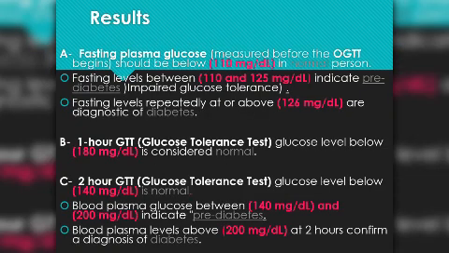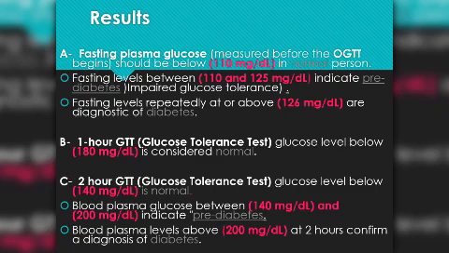Result. Results are categorized into three: A, B, and C. A, which means fasting blood glucose measured before the OGTT begins, should be below 110 mg per dl, considered normal. If the fasting level is between 110 and 125 mg per dl, this indicates pre-diabetes, that is, impaired glucose tolerance, and a fasting level repeatedly at or above 126 mg per dl is diagnostic of diabetes.